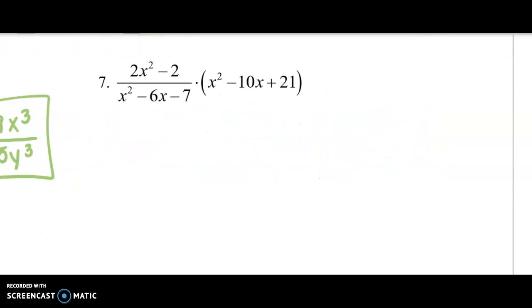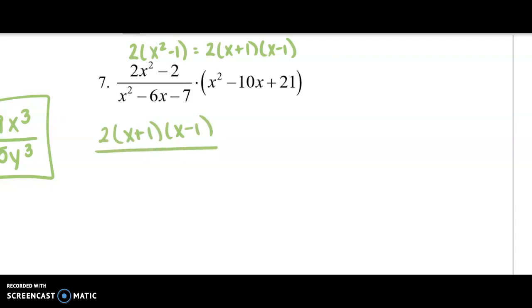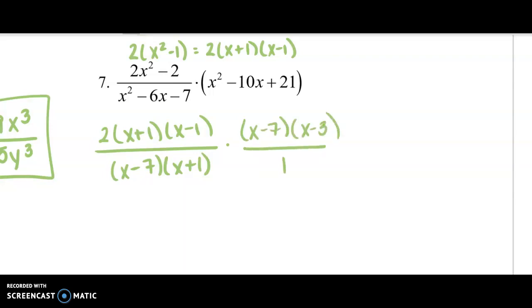Number 7. First going to factor, I can take a 2 out, and I'm left with x squared minus 1, which 2 times x squared minus 1 is the same as 2 times x plus 1 times x minus 1, because that's a difference of squares problem. So if you want to do that off to the side and then just write that part, I'm totally fine with that. Then this would be x minus 7 times x plus 1 times, this is going to be x minus 7 times x minus 3, and that's like all over 1.